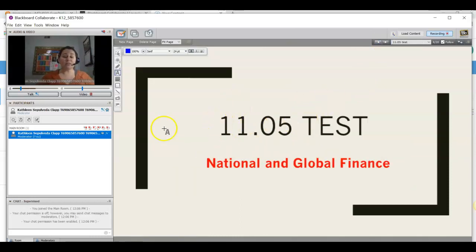Today we are going to be talking about our 11.05 quiz or test, national and global finances. Obviously with things the way that they're going on, I wish I had some time to talk about this, but I don't. So this will be a kind of brief overview of some national and global financing.